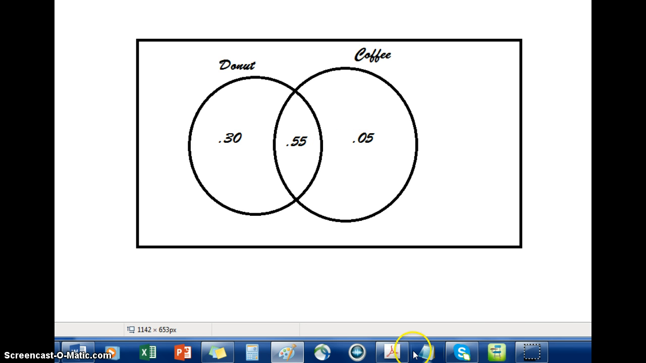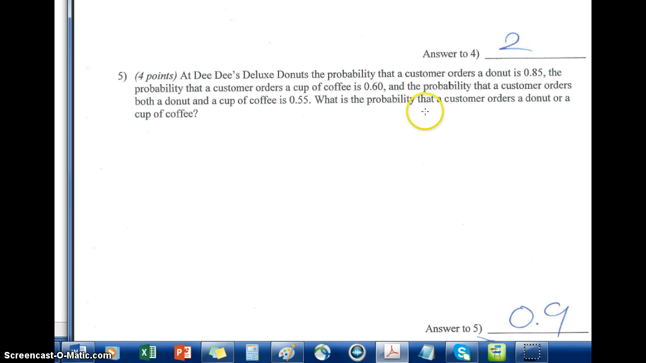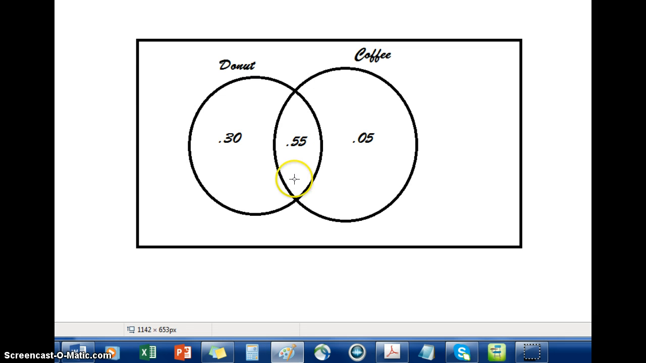And then the question asked, what's the probability that a customer orders a donut or a cup of coffee? So we just want to know the probability that someone orders donut or coffee, that they're anywhere in these circles. And so add up all the numbers and it would equal 90%. So 90% of people are in these circles and order a donut or coffee. And I guess to finish the Venn diagram, I should say 10% of people don't order a donut or coffee. They're outside.